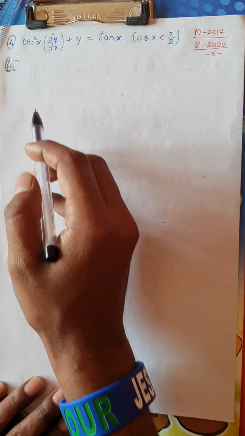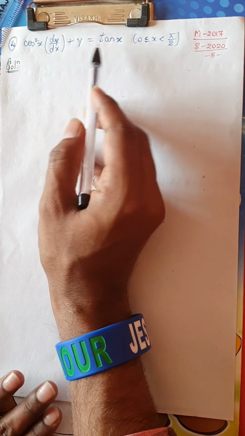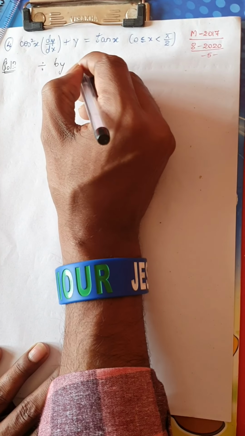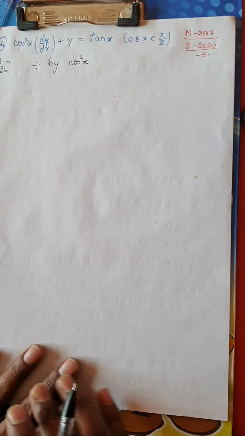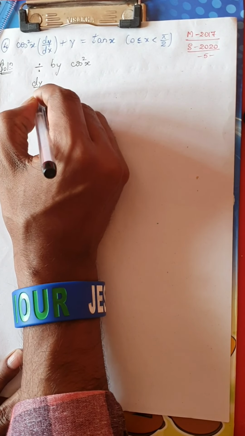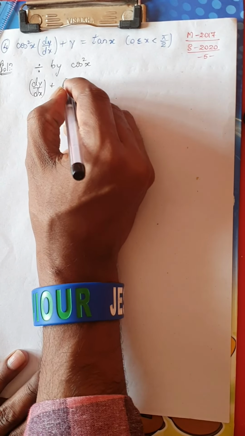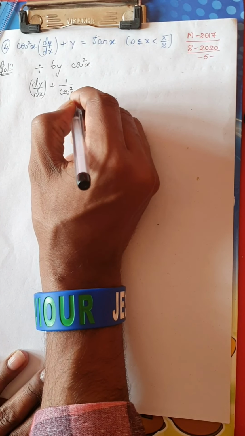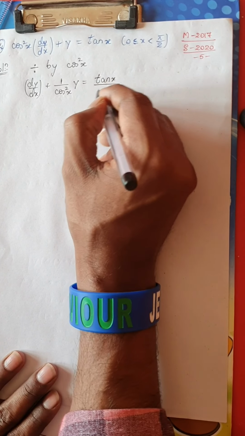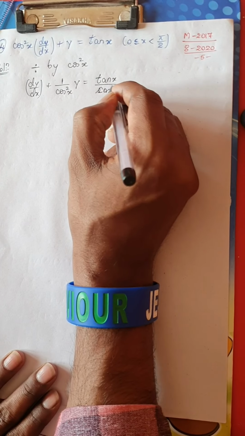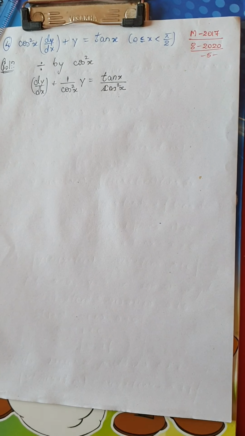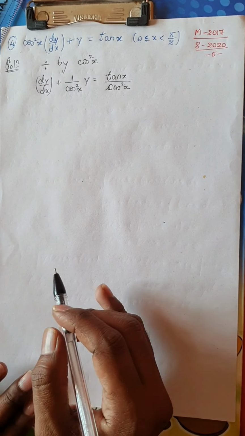The next question. We can see here, this question is not in the standard form. So how to bring it into the standard form? Dividing by cos square x. If you divide throughout by cos square x, see what you're going to get. You are going to get dy by dx plus 1 divided by cos square x into y is nothing but tan x divided by cos square x.